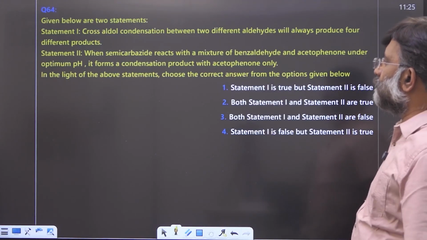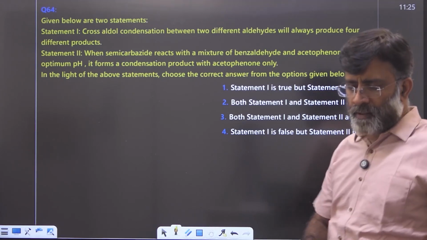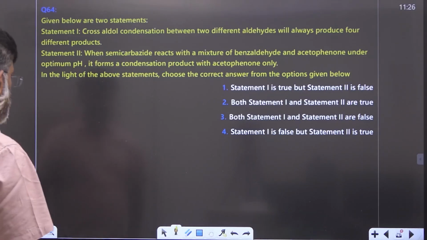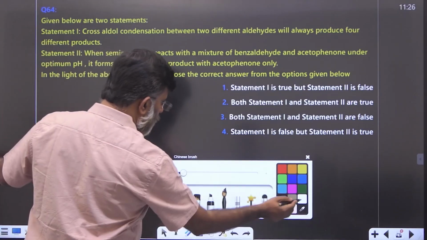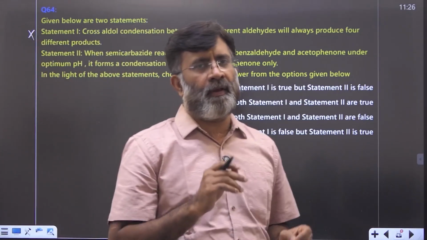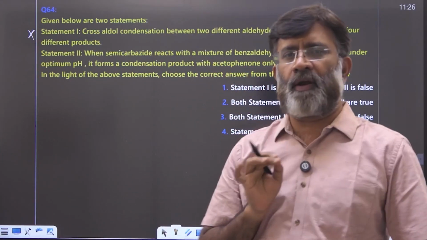Question 64. Again, a statement based question. First statement: cross-aldol condensation between two different aldehydes will always produce 4 different products. Wrong. Two different aldehydes always giving 4 different products is wrong.